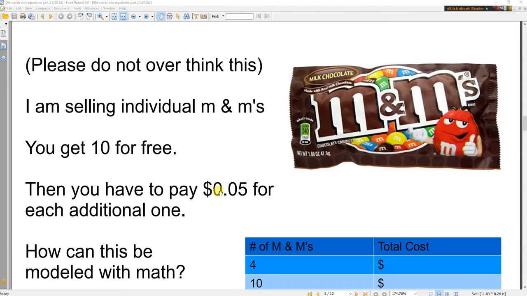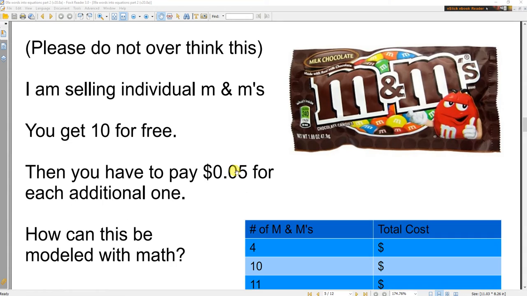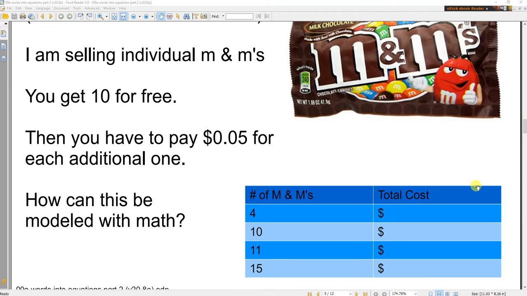I am selling individual M&Ms. You get 10 for free. Then you have to pay 5 cents for each additional one. Can this be modeled with math? Yes. Okay. So you don't need to write anything down yet.